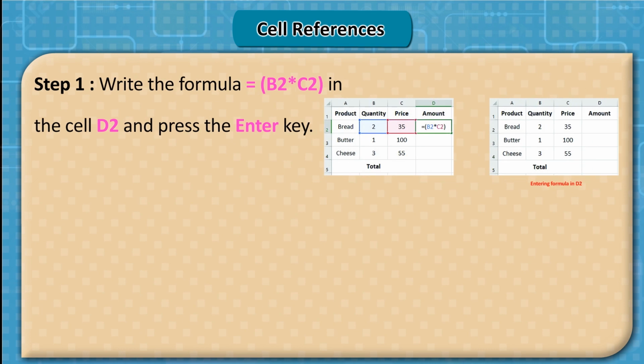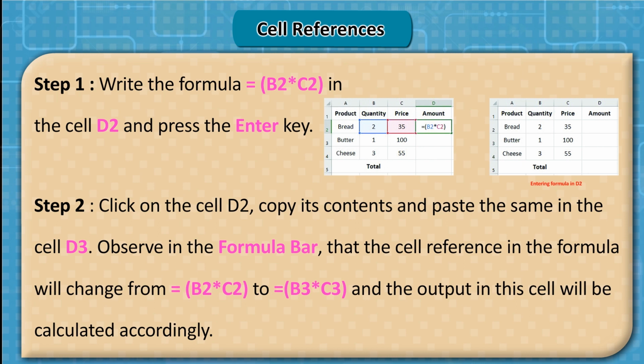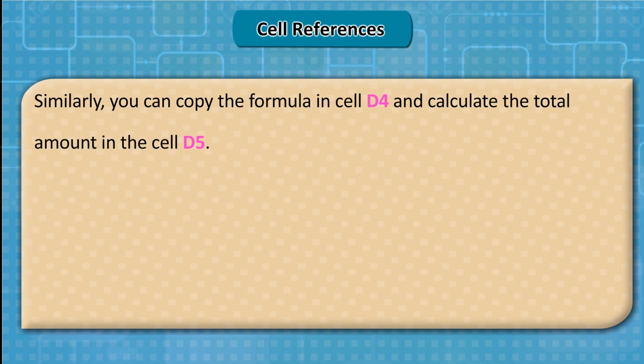Step 1. Write the formula equals B2 times C2 in the cell D2 and press the Enter key. Entering formula in D2. Step 2. Click on the cell D2, copy its contents and paste the same in the cell D3. Observe in the formula bar that the cell reference in the formula will change from equals B2 times C2 to equals B3 times C3, and the output in this cell will be calculated accordingly. Similarly, you can copy the formula in cell D4 and calculate the total amount in the cell D5.